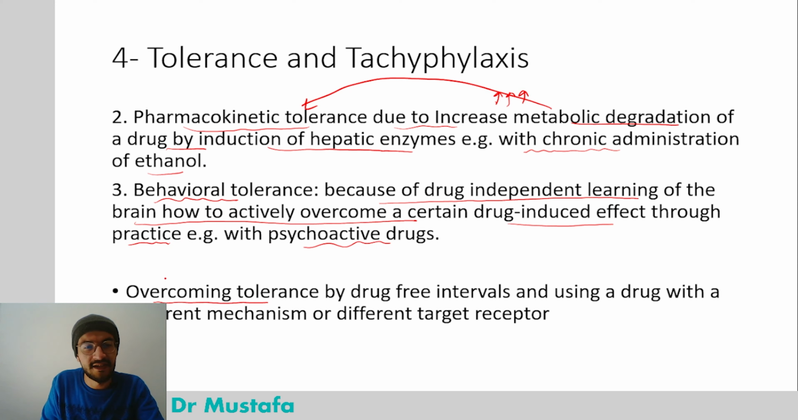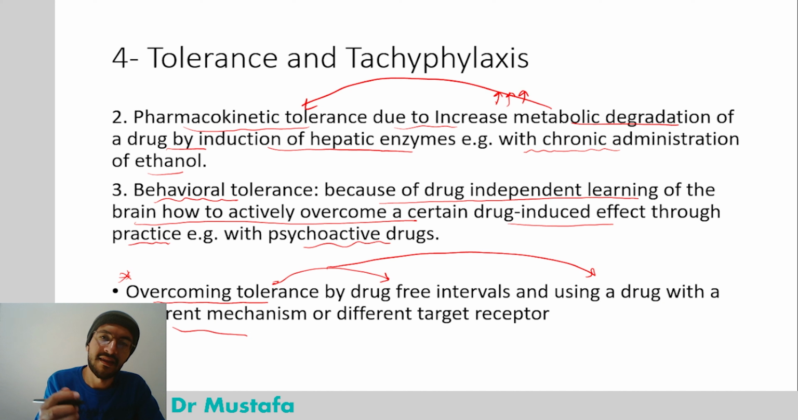So how do we overcome tolerance? We can overcome it by drug-free intervals. Basically, we give the drug for a certain time and then we stop the drug for a certain time until the body goes back to normal, and then we give the drug again. So we overcome tolerance this way. Also, we can overcome it by using a drug with a different mechanism. Once the body has tolerance to a certain drug, we give a drug that has a different mechanism than the first drug, but produces the same effect, or a different target receptor.